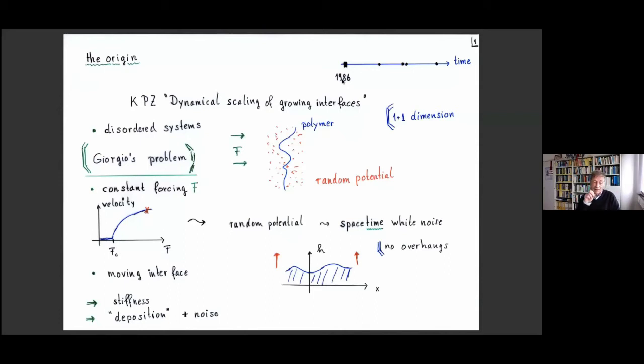Okay, so now let me go back to what Giorgio's original problem was. He mentioned this briefly this morning, but let me put it slightly more into focus. This was the high time of disordered systems, the mid-60s, spin glasses, all these kinds of things. And so Giorgio was thinking also about dynamical problems with randomness. One of the problems is very easy to describe. You take a random potential.